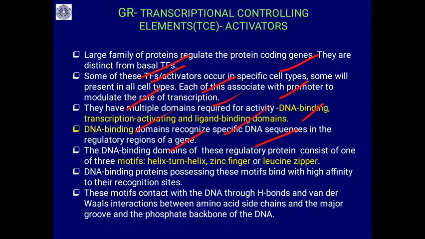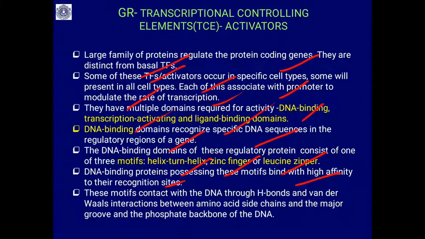Motifs are similar to an enzyme active site, which you have studied. They are made out of some amino acid residues, as you studied last semester. Similar types of motifs are called helix-turn-helix motifs, zinc finger motifs, and leucine zipper motifs. The DNA binding proteins possessing these motifs bind with high affinity to their recognition site, thereby modulating transcription.